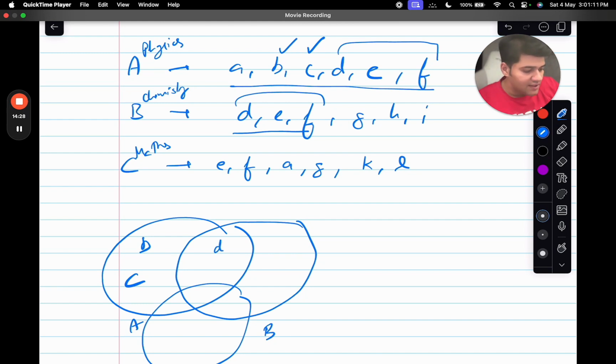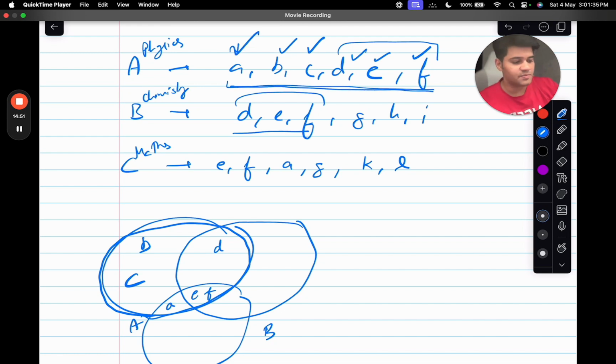So D, E, F. If I focus on A, I have B, C, D, E, F taken. A is not taken yet, so small a is not taken yet, so I would also put that somewhere. Let me put it here. Okay. Now, if you see, my set A is complete. Everyone is picked up. So this is small a, B, C, D, E, F, all picked up.